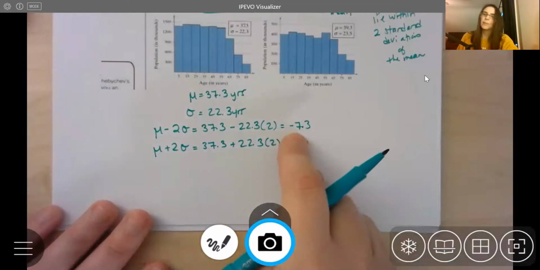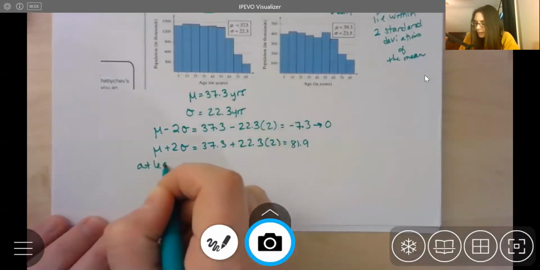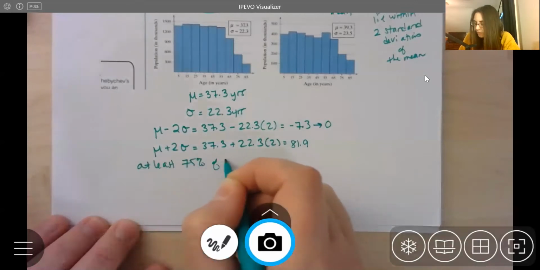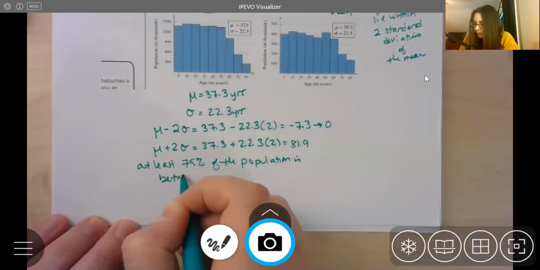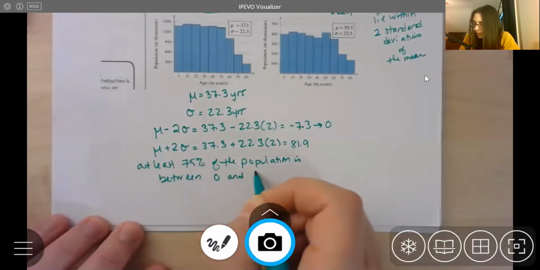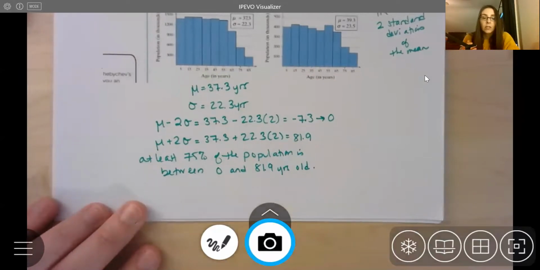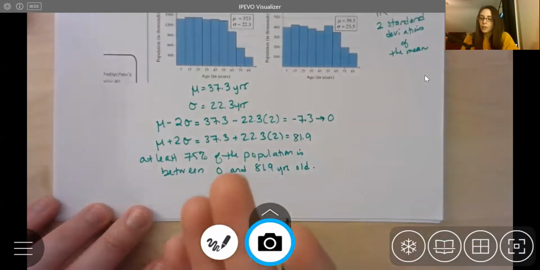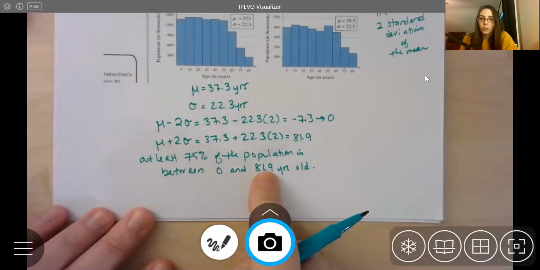Now, in this particular example, it doesn't make sense to have a negative age. So what we would do here is use the age of 0, right? Because we're not going to be negative years old. So we would make that 0, which makes more sense. So at least 75% of the population is between 0 and 81.9 years old. So that's what this theorem is telling us. It's giving us our cutoff for at least 75% of the population. So the majority of people in Georgia are between 0 and 81.9 years old.